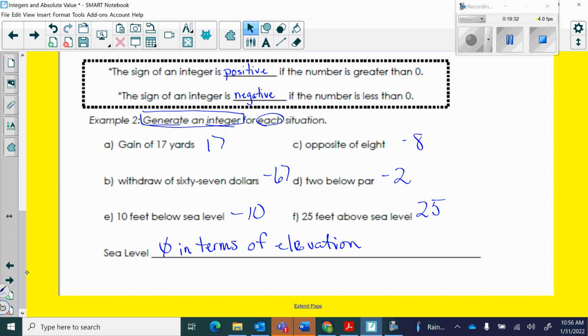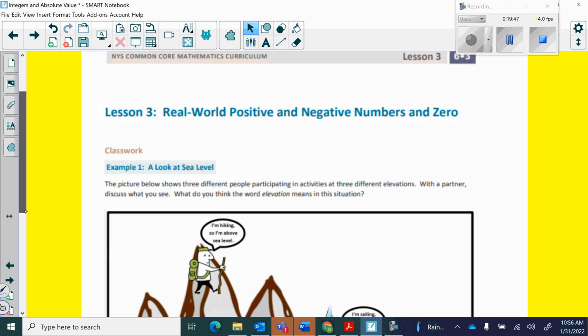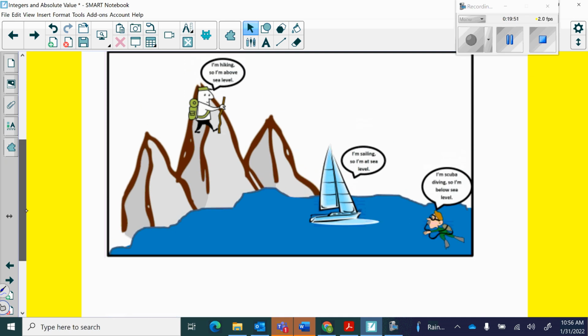Okay, any questions on this first page? We threw a lot of concepts at you. The floating 0, the starting balance of par, elevation being a floating 0 at sea level. So here's where we're going to start using some sea level stuff. Okay, we're going to compare 3 guys.